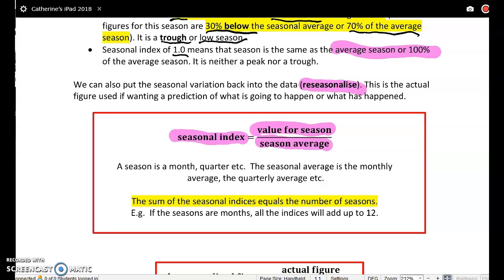This is a handy little tip though. The sum of the seasonal indices equals the number of seasons. So if we've decided that our seasons are months, all the seasonal indices, all 12 of them, will add up to 12. So it's a nice little way to figure out whether you've done your calculations right. So there are a few calculations here that you're going to have to do.